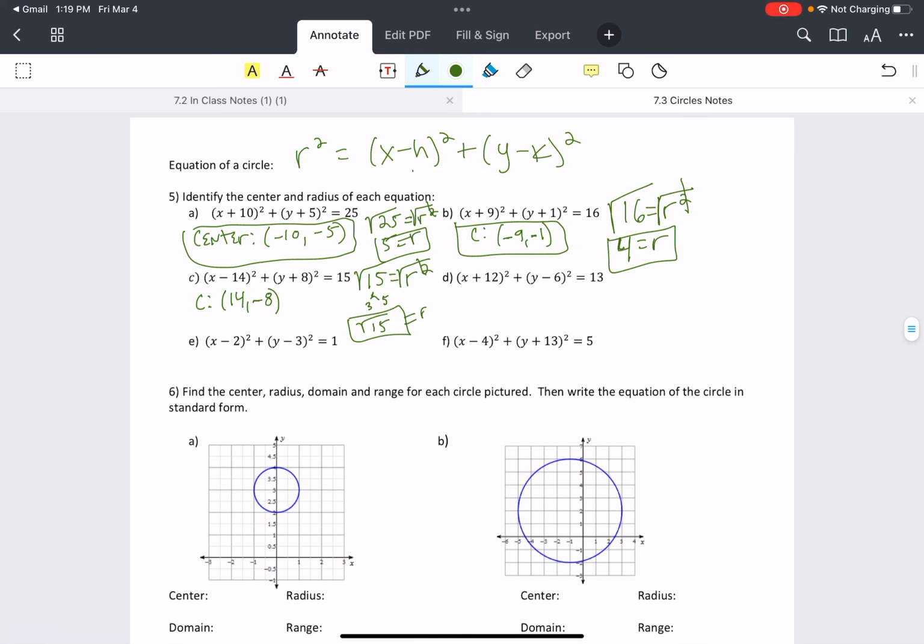Which one do you want us to try? D. I'm going to walk around and make sure we're doing all right. I want you to try D.